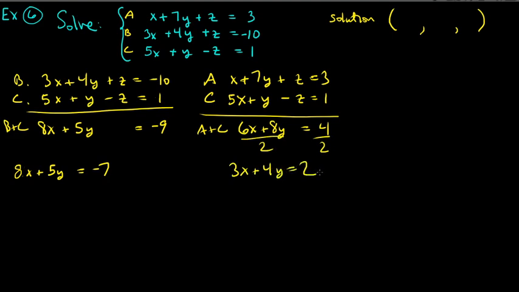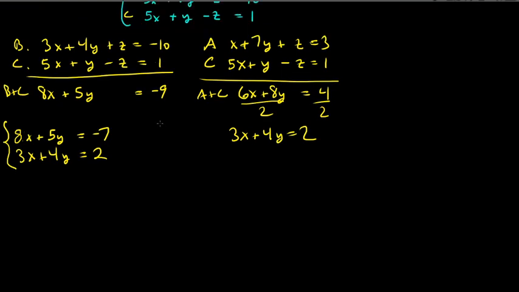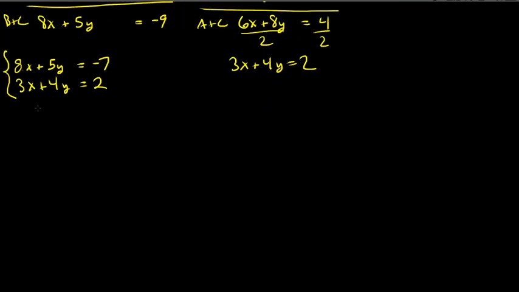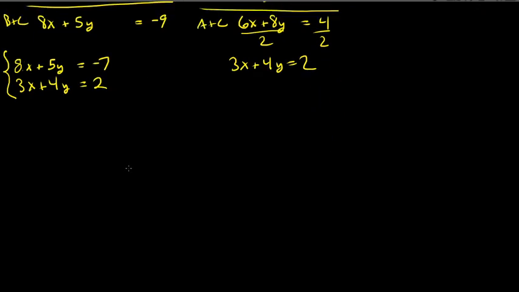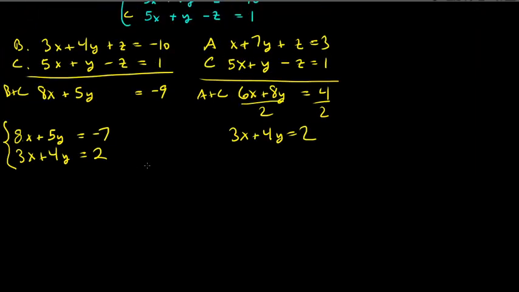Yep, that looks a little bit better. 3x plus 4y equals 2. So now I have my two equations in two variables. Right? You can take it from here. Well, okay, so pause the video and try to work this out on your own. Yeah, so let's do that.